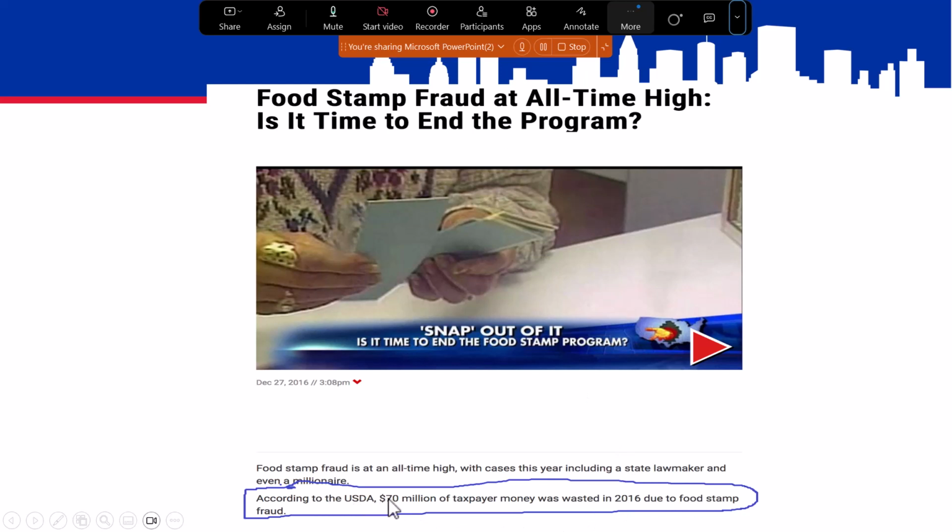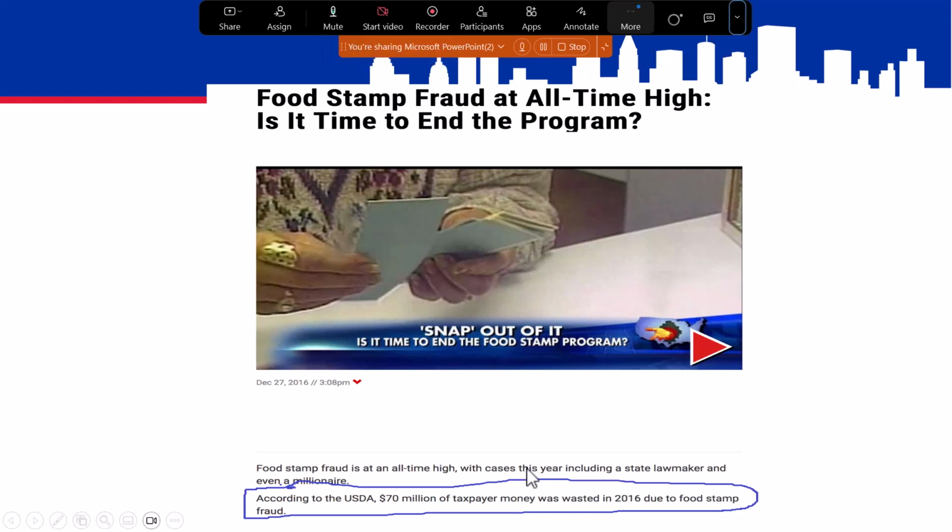How would you verify, or what do you need to verify to determine if this program needs to end? And of course, with food stamp, we mean SNAP, Supplemental Nutrition Assistance Program. We would have to look closer into what they mean by it's being wasted. So we would probably go to the source that they got it from, like USDA, and see what they meant by that. Perfect. So let's do that.